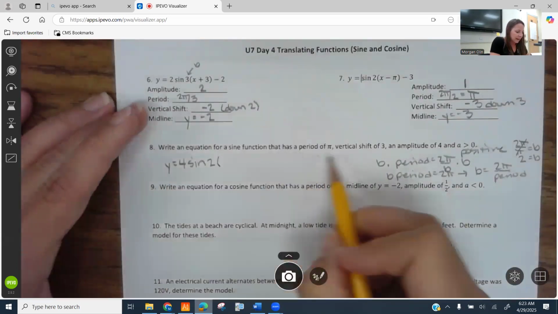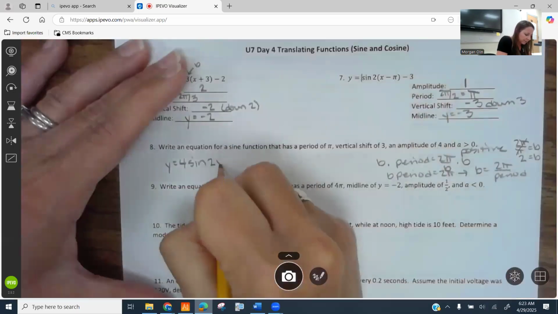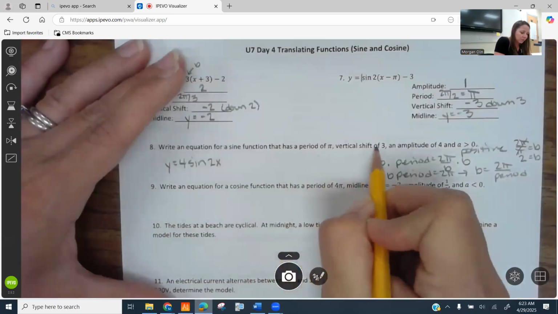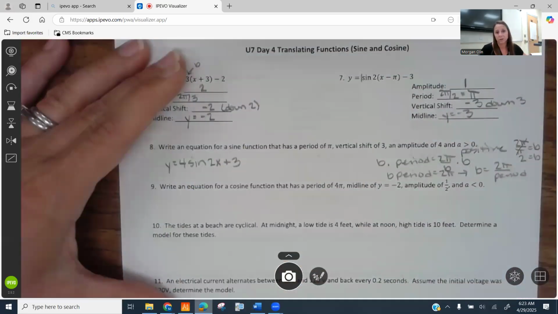All right, we're not saying anything about a phase shift, so I'm just going to put an x. We're not going left or right. Okay, and then here, vertical shift of 3. So it's a positive 3, so I'm just going to put plus 3.